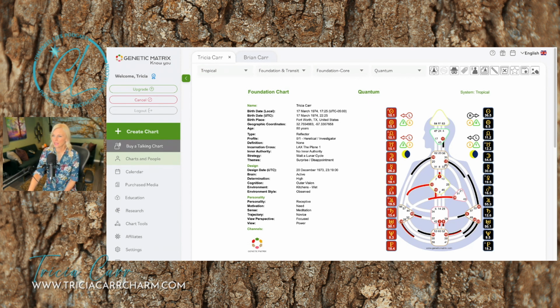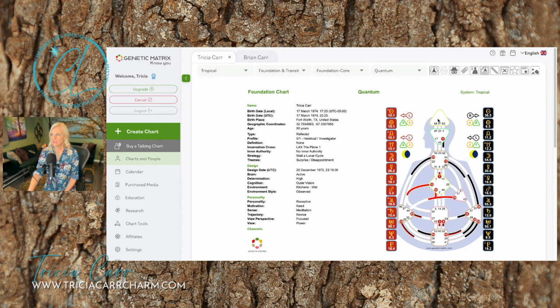Another claircognizant gate is 24, and that one is in the ajna, and it is actually on the same line as gate 61. So if you have this 61-24 channel, your clairvoyance is off the charts and your claircognizance is off the charts. Now, if you had that whole channel, your head center wouldn't necessarily be defined, but you would have this strong channel and two strong gates.